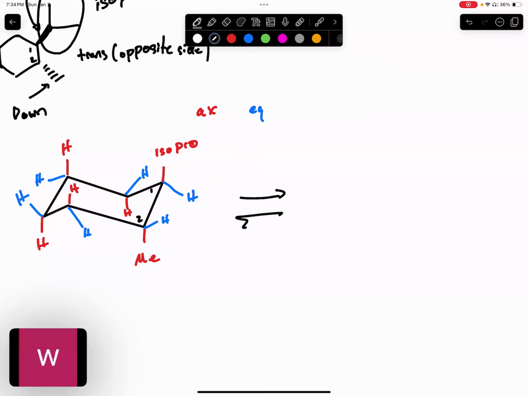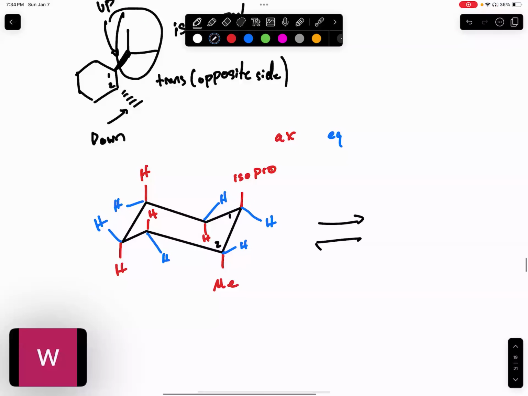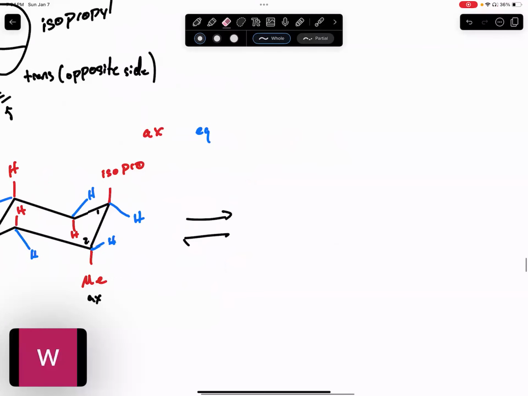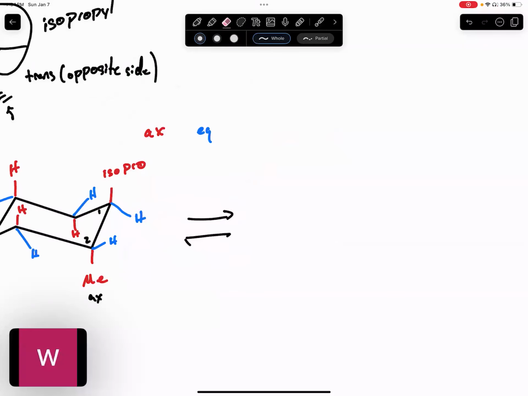Isn't the methyl group supposed to be equatorial? Now this is pointing down, dashed, so it's axial because it's pointing down. This hydrogen here is signifying that it's pointing up. Oh, okay. So when we're ring flipping it, it's basically the same structure, but it's a reflection.